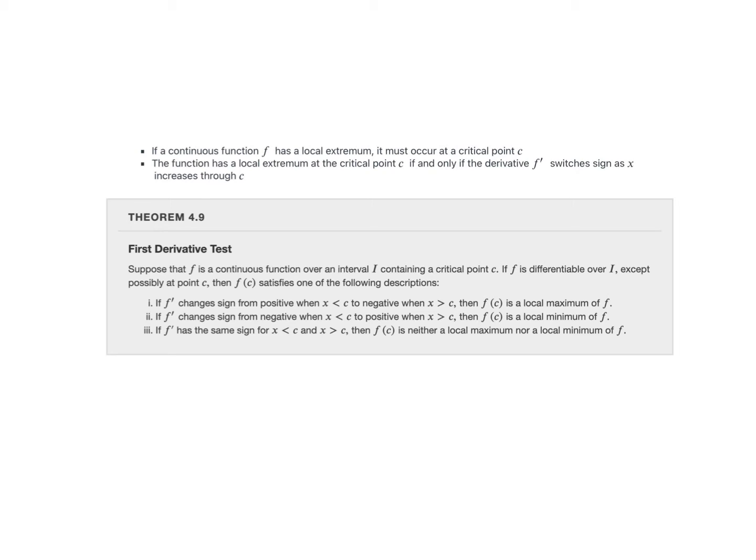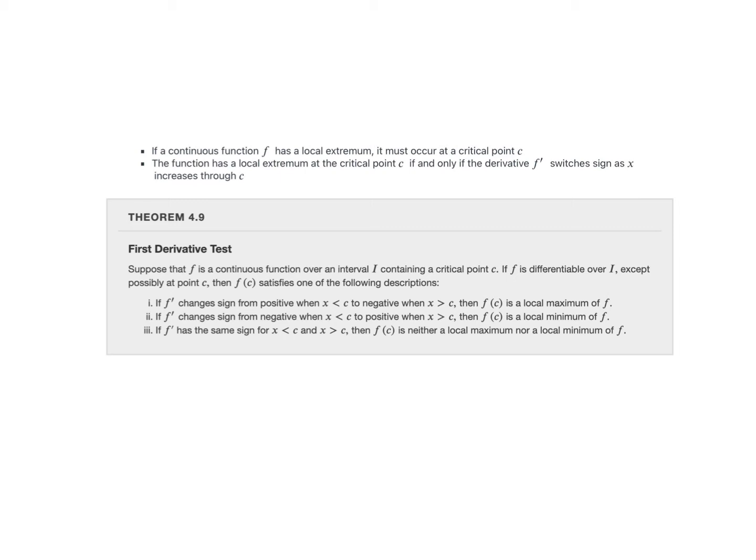The test says, suppose that f is a continuous function over an interval I containing a critical point C. So we have some function and it's continuous over an interval that we're given, and we have a critical point C. There may be other critical points along there as well, but they're giving an example. There is at least one critical point C.